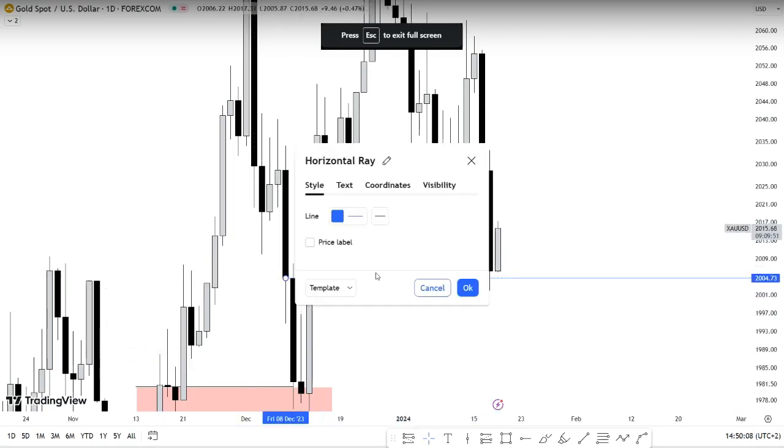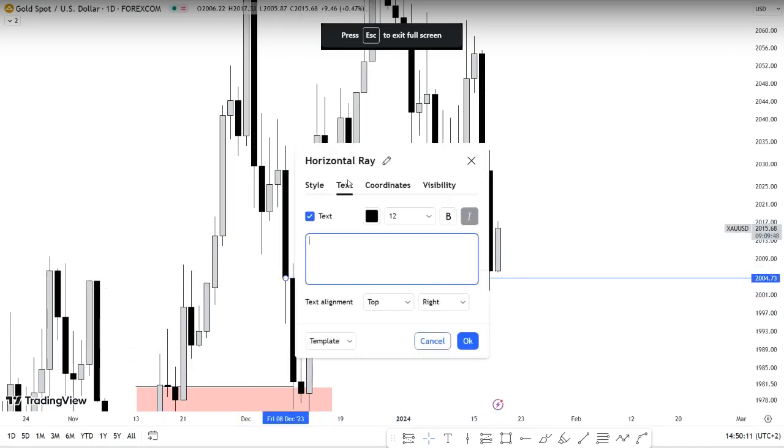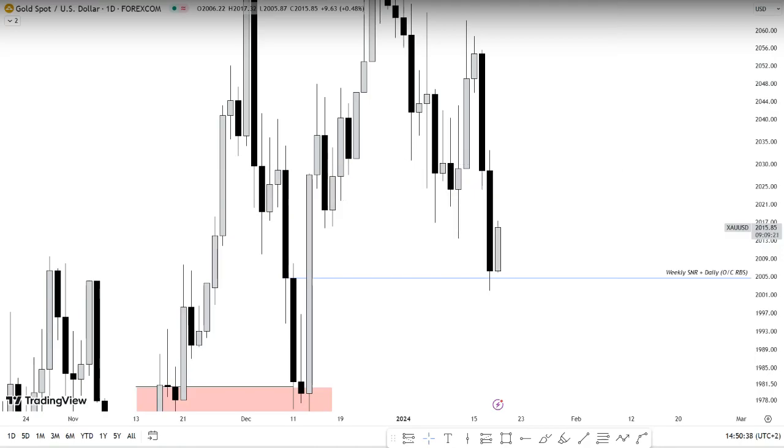So personally, this is how I'm interpreting what I'm seeing, right? Weekly SNR plus daily. Let's see. Open, close, resistance becomes support, right? Bro, I'm gonna send you a screenshot in your inbox. You're gonna see I took those entries, even on a H4 again. Sorry, yes, H4 and H1.